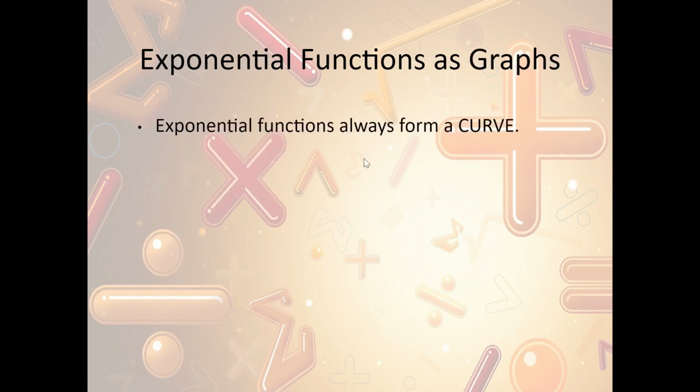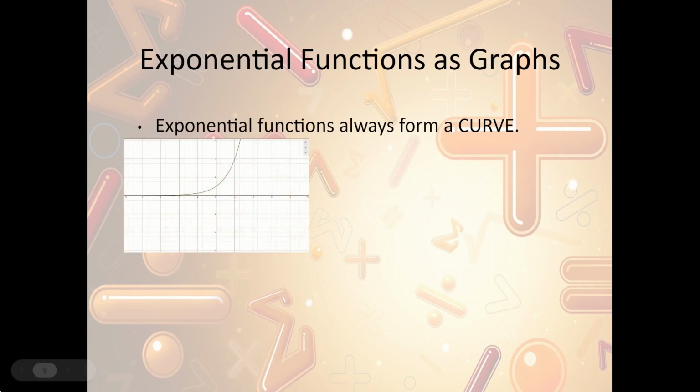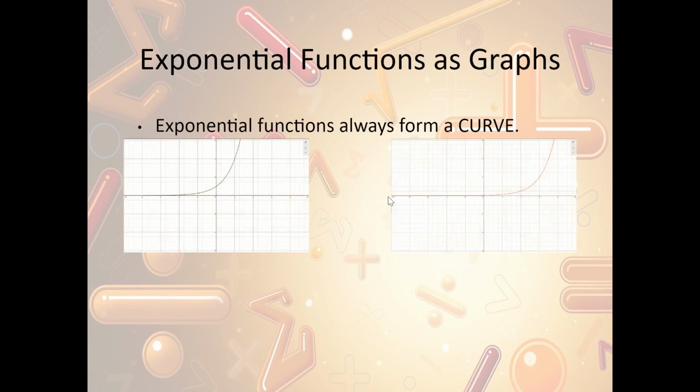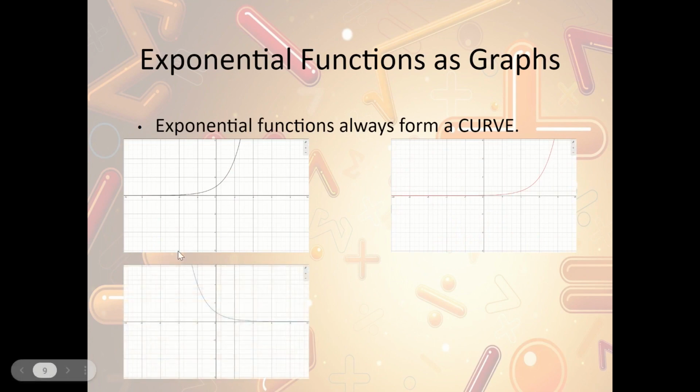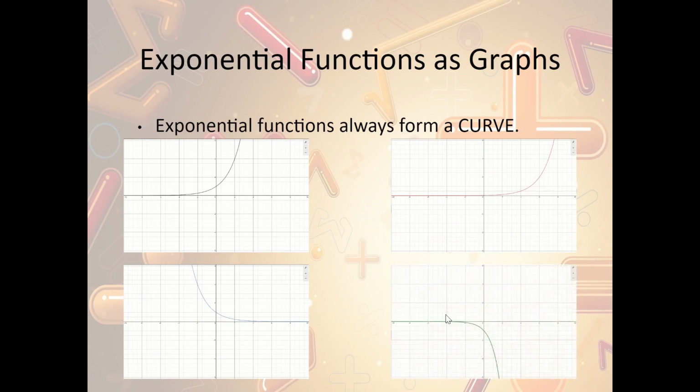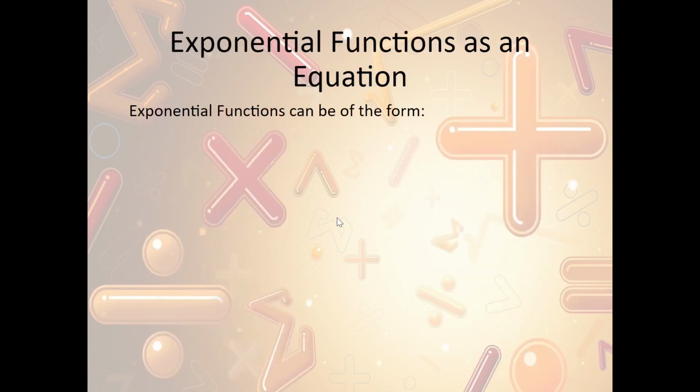Now, what do exponential functions look like as graphs? They always form a curve, a single curve. So for instance, this is an exponential function. This, even if I shift it over, it's still considered an exponential function. If I have it go downward, that's an exponential function. And if I have it go below the x-axis, still an exponential function. All of these are examples of exponential functions. Now, exponential functions are of the form y equals a to the x times b.